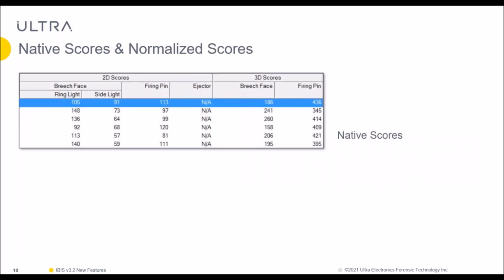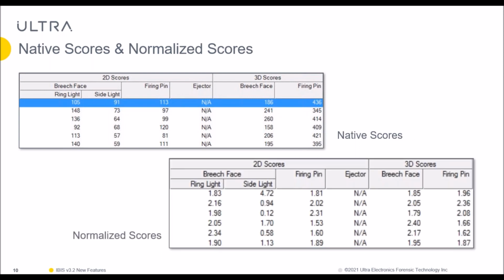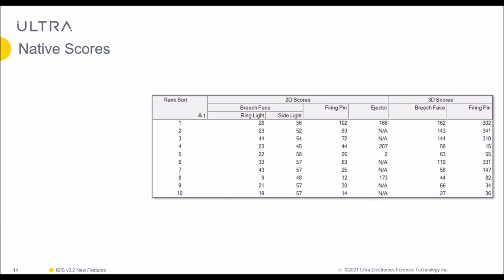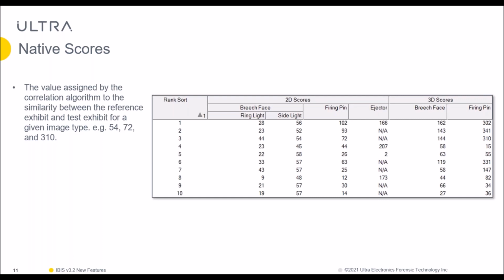All right, so the scores that we've been familiar with up to now, those values in the tens or the hundreds, are called native scores. And the new decimal values are called normalized scores. A native score is a value assigned to a similarity by the correlation algorithm for a particular image type. So here, for example, in the exhibit ranked third by rank sort, there was a native score of 54 for breech face sidelight, a 72 for firing pin 2D, and a native score of 310 for firing pin 3D.